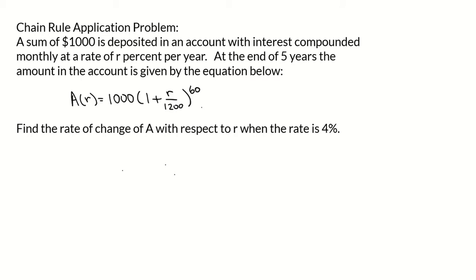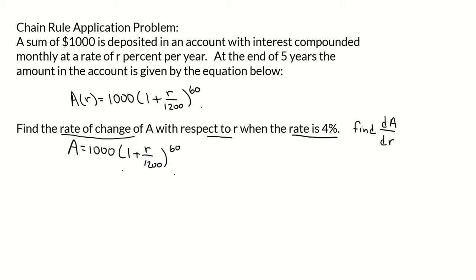So what we want to do, I'm going to rewrite our equation. And we're trying to find the rate of change of A with respect to R. So that means we want to find dA dr. And we want to find that when the rate is 4%, so at R equals 4. But first we need to find dA dr.